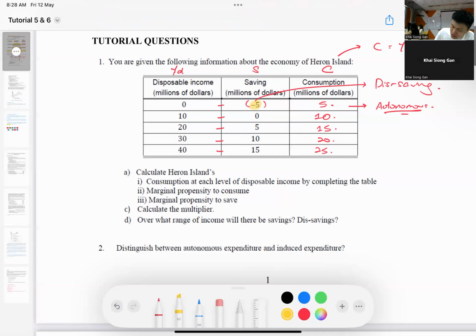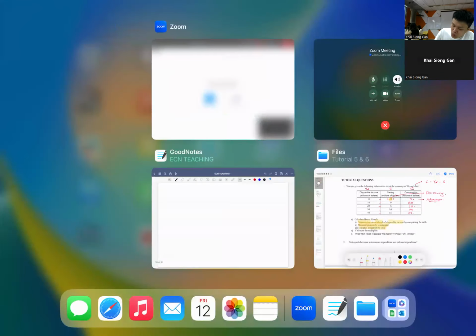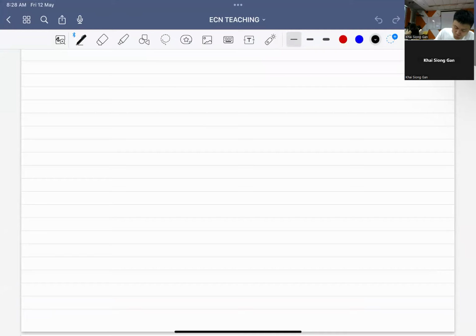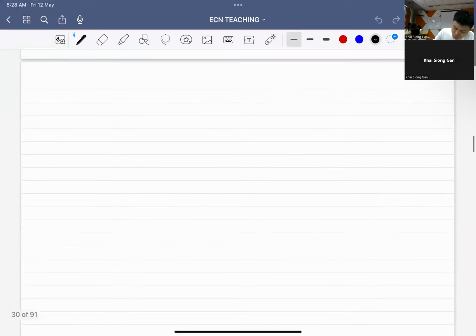So question A, consumption at each level of disposable income by completing the table. This one we have calculated just now. Second, marginal propensity to consume and marginal propensity to save. So we are going to look into these two over here. So let's have a look into marginal propensity to consume. Okay, so first of all, let's talk about some formulas.